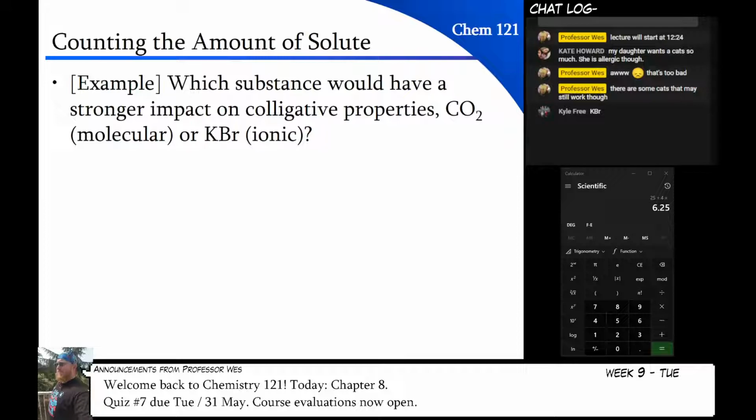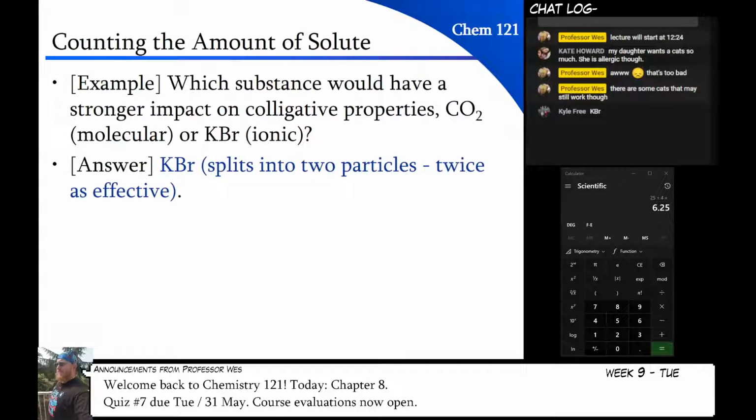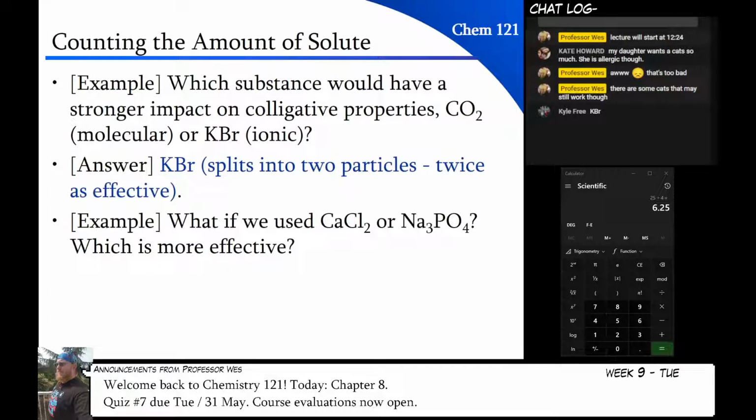All right. KBr is correct, because KBr splits into two particles. CO2 is molecular, it just stays CO2. What about this one? Which one splits into more particles, CaCl2 or sodium phosphate here, Na3PO4?